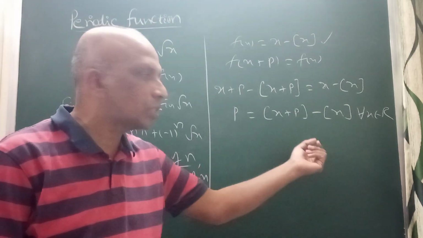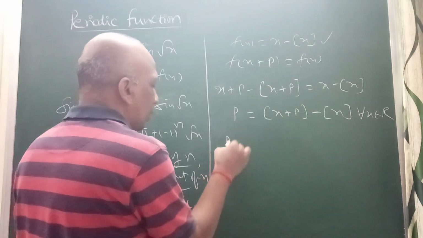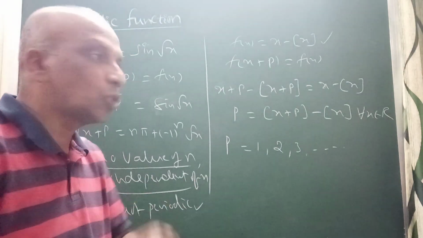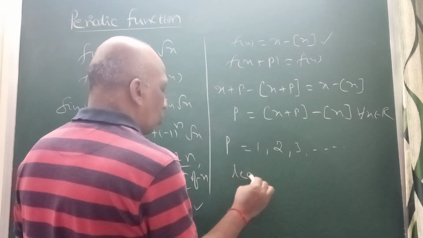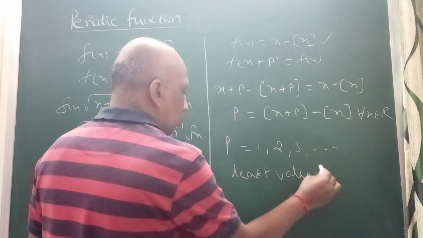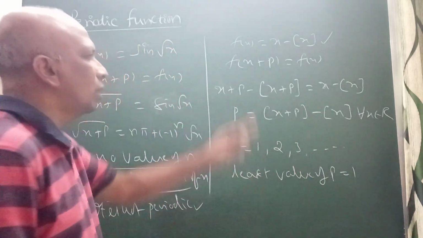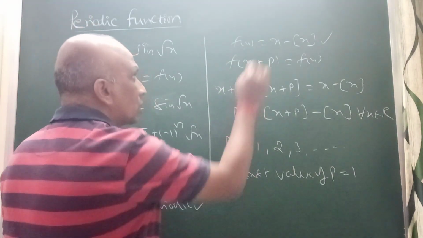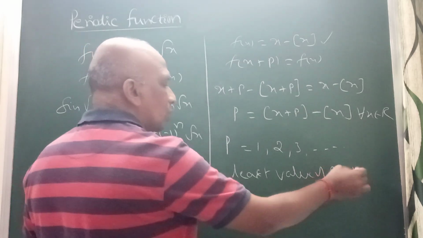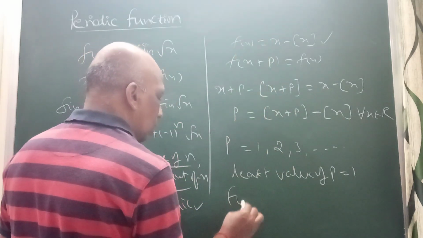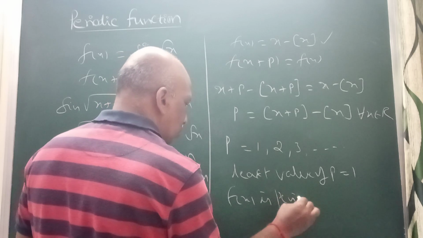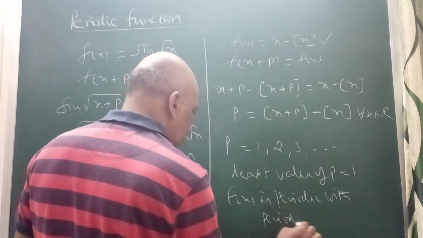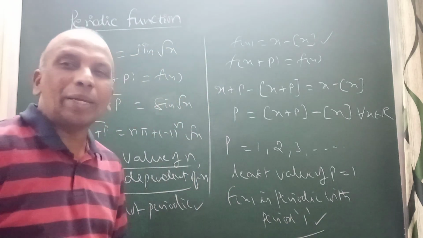You can observe here, the difference of two step functions, right? It gives integers only, right? So you get p equal to 1, 2, 3 and so on. The least value of p is 1. Correct? So this function x minus step x is periodic with period 1. The least value of p is equal to 1. So f of x is periodic with period 1.